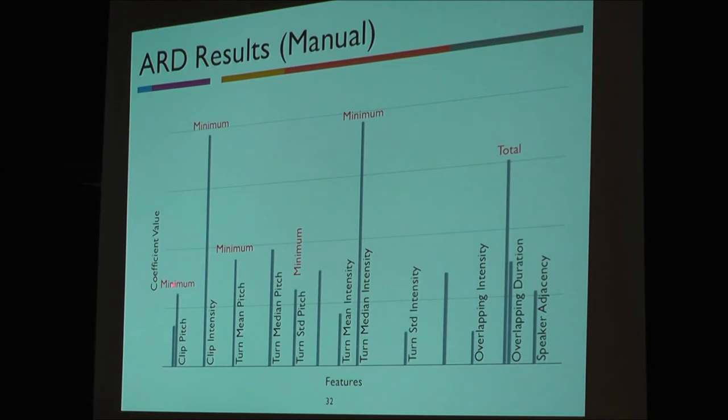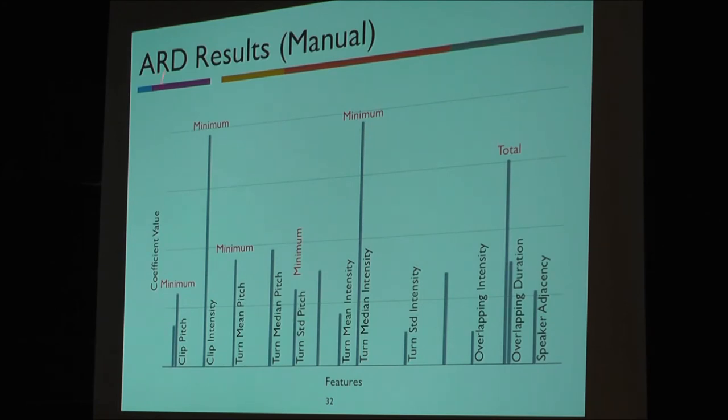And you see that, for example, it is the minimum of the pitch at the clip level, the minimum of the intensity at the clip level, the minimum of the mean of the pitch at the turn level, again at the turn level the minimum of the standard deviation of the pitch, the minimum again of the median of the intensity at the turn level. So basically you see that the minimum value of a number of characteristics, in particular pitch and intensity, seems to be what really drives the decision of this classifier, of this regressor.